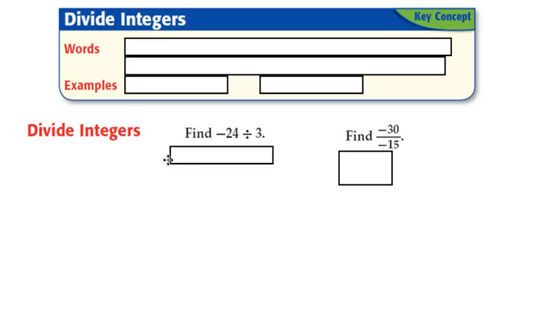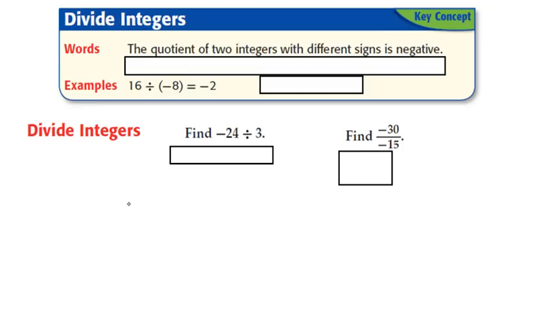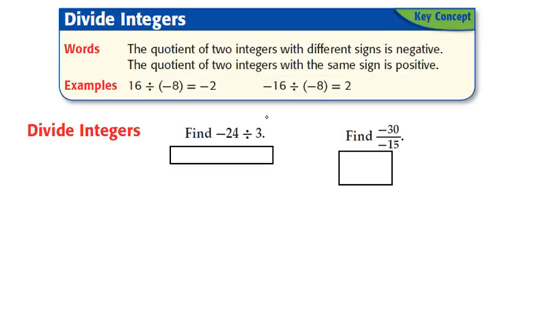What about when we're dividing integers? What happens then? Well, the quotient, remember, quotient means you're dividing. The quotient of two integers with different signs is always negative. That's when you have different signs, they're negative. And the quotient of two integers with the same sign is positive. Well, that's the same result we had when we were multiplying.